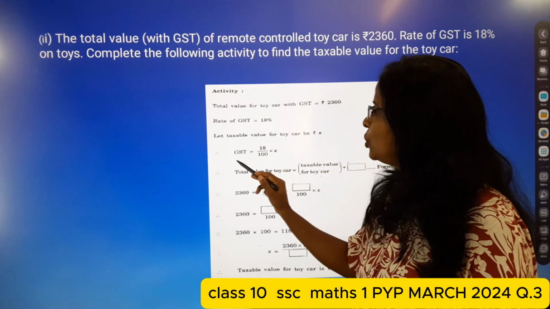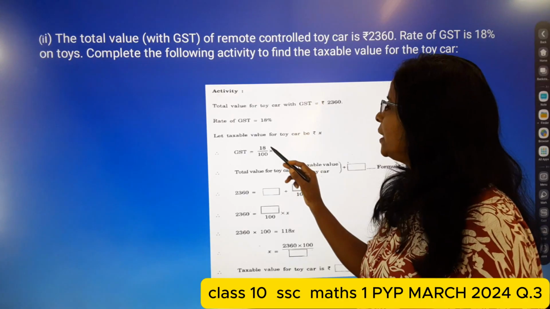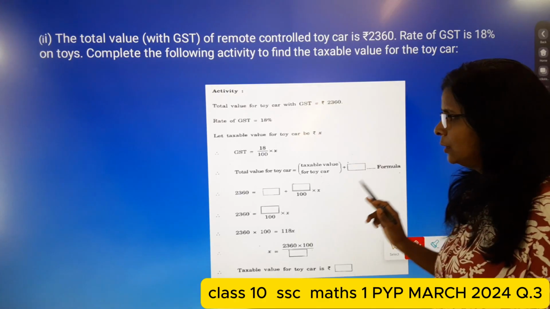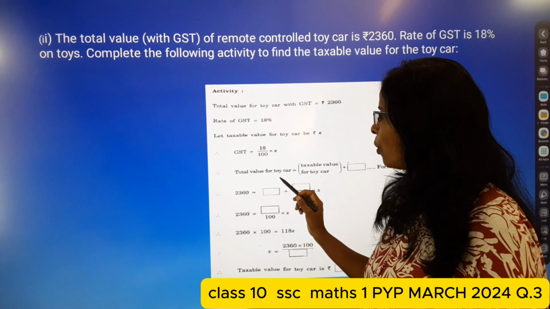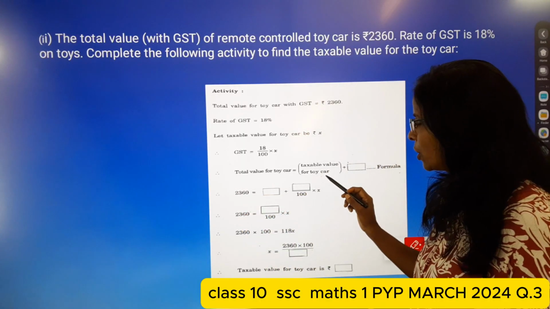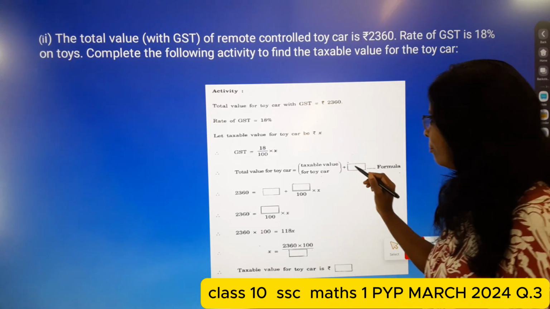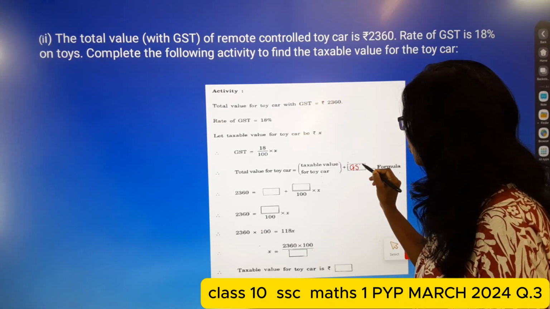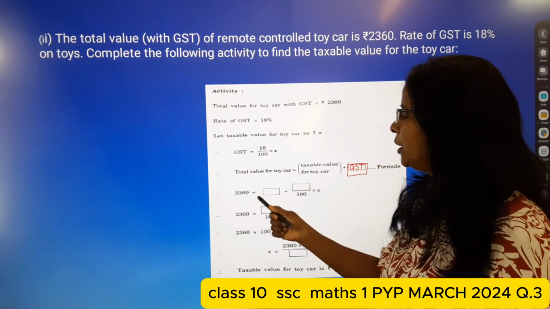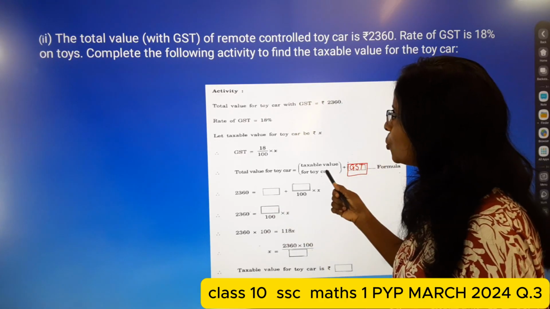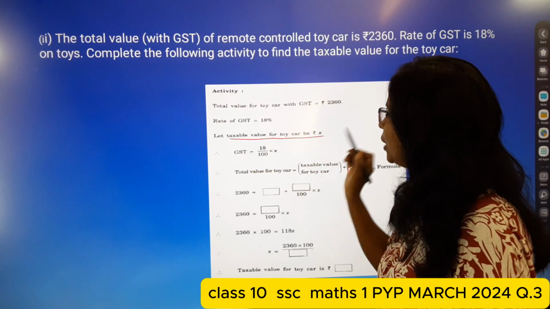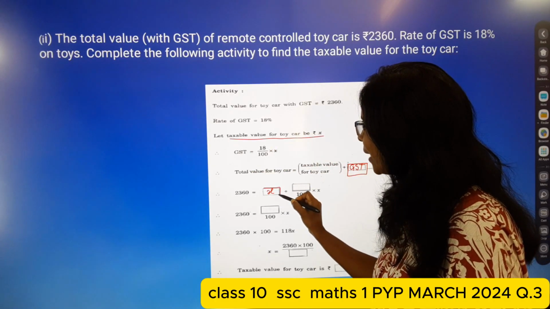be X. Now GST will be 18 upon 100 multiply X. Now here students, the next step is the formula. If you have to find out the total value for the toy car, then it will be the taxable value for the toy car plus the GST. In this column we write the GST. Then 2360 is equal to, students, the taxable value. What is the taxable value? We consider the taxable value to be X. So here students we write X.